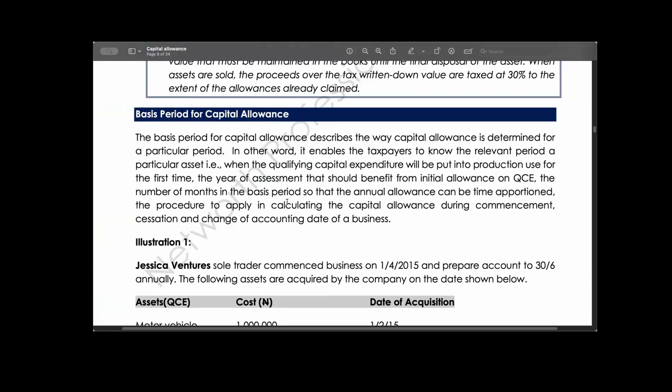Now, you remember when we talked about basis period, we said basis period is actually used for the purpose of determining the profit that the taxpayer will pay tax on in a particular year. Without basis period, you will not be able to determine a defined period in which the taxpayer will be assessed with tax. The same thing for capital allowance. Basis period for capital allowance is used for the purpose of allocating the asset to the relevant year in which we are going to introduce the asset for the purpose of capital allowance computation.